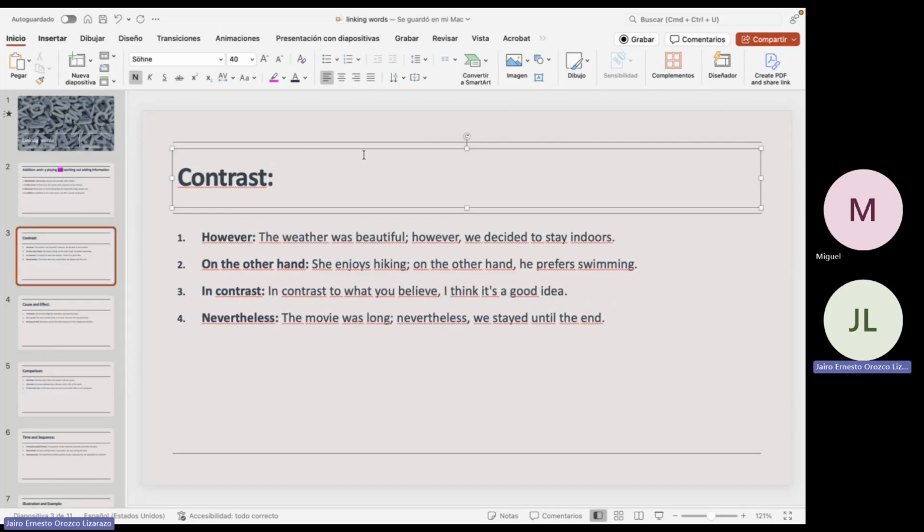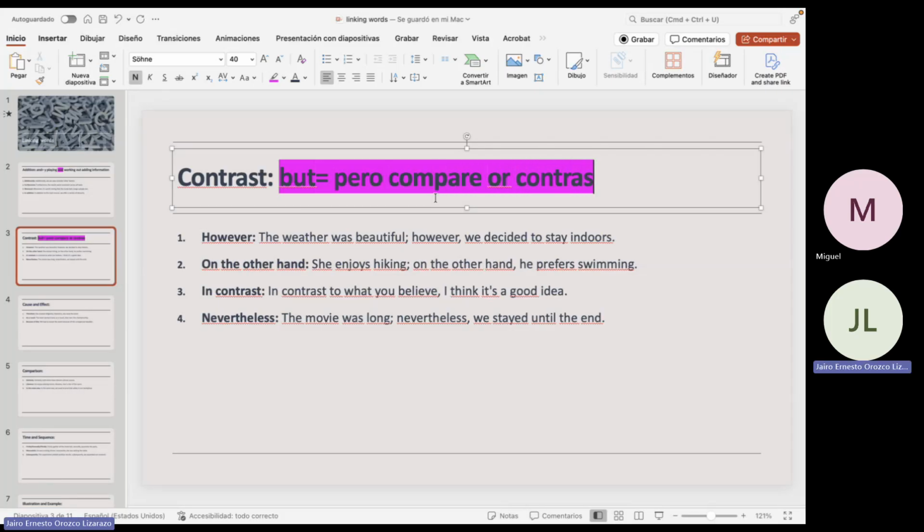Contrast. So the most common contrast linking word is the word but, in Spanish, pero, right? This is the most common contrast linking word, used to compare or contrast, right? There are more linking words to contrast. For example, however, sin embargo, in Spanish. The weather was beautiful. However, we decided to stay indoors.